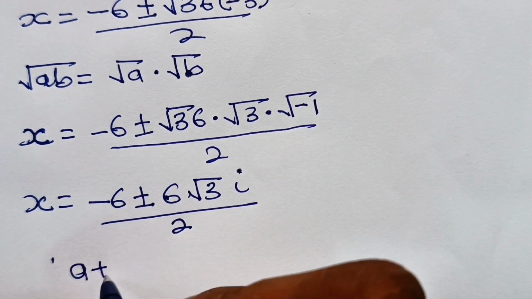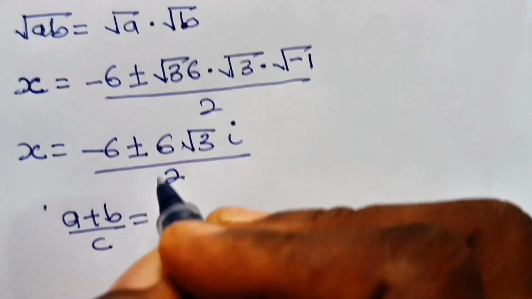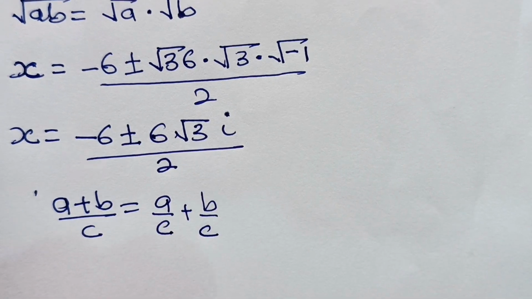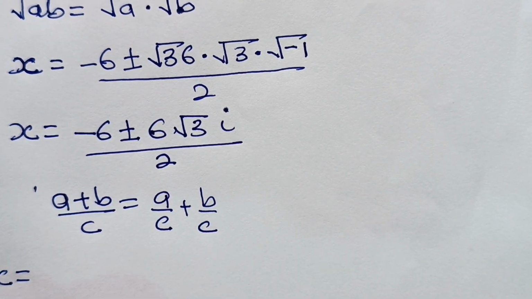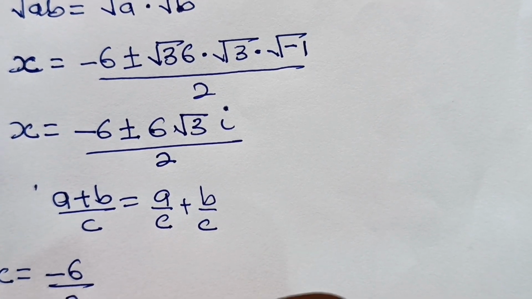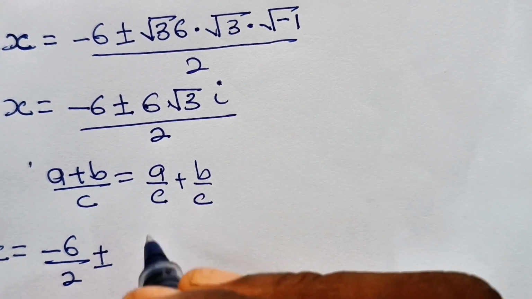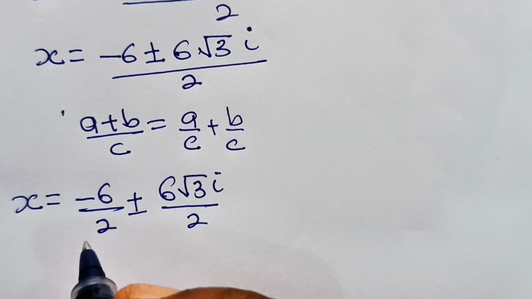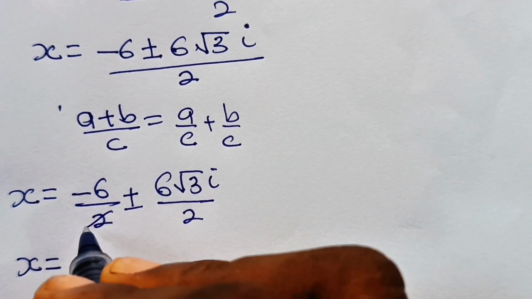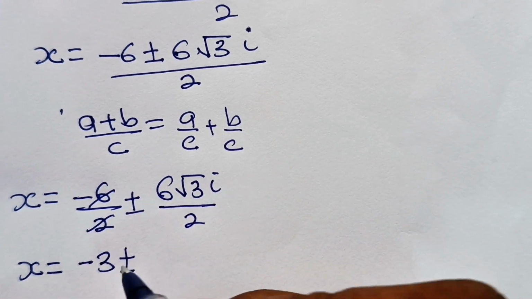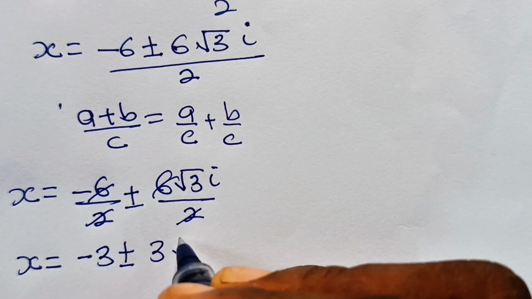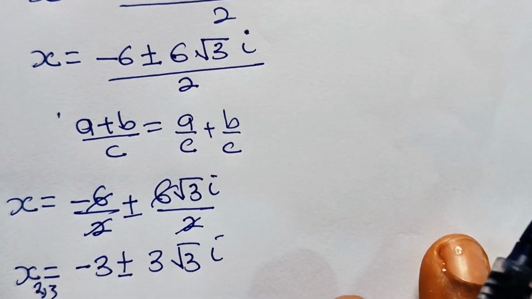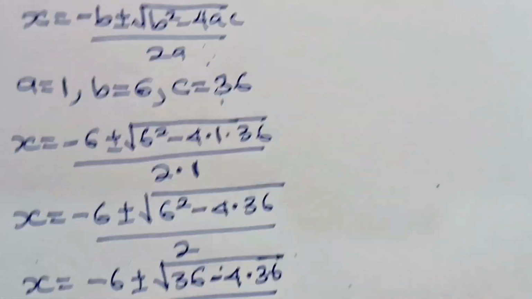Now when you have a plus b divided by c, this is equal to a divided by c plus b divided by c. So we have x is equal to minus 6 divided by 2 plus or minus, then we have 6 root 3i divided by 2 as well. So we can see that x is equal to minus 3 plus or minus 3 root 3i. So this is the second and the third value of our x. Now let's go and get the remaining values of x.